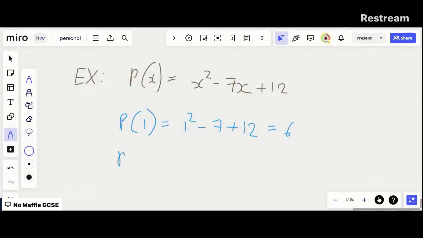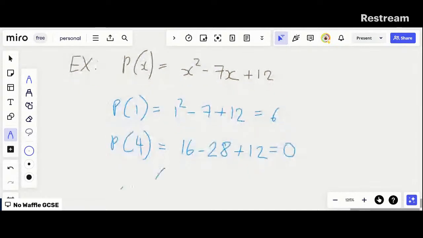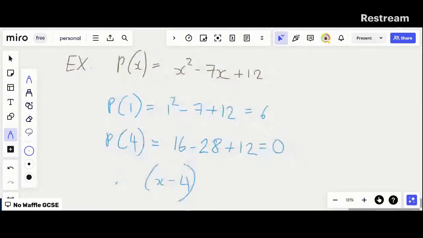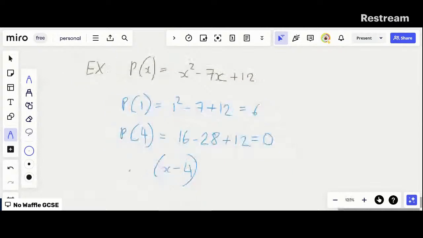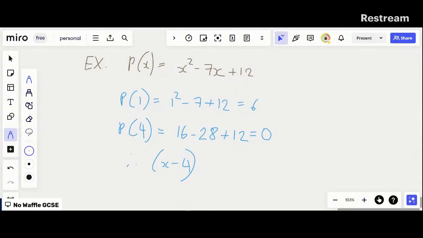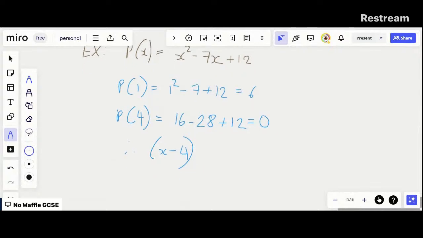Let's try 4. You've got 4 squared, which is 16, minus 28 plus 12. And look, that gets you 0. Hence, we know that x minus 4 is a factor. That's an application of the factor theorem. So that's a factor. And the main application, they won't ever ask you to use the factor theorem for quadratics. They'll ask you to do it for cubics.